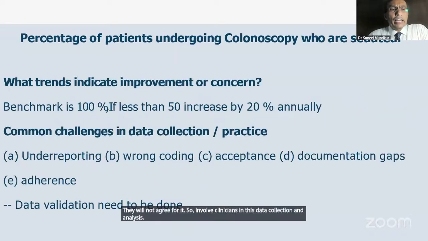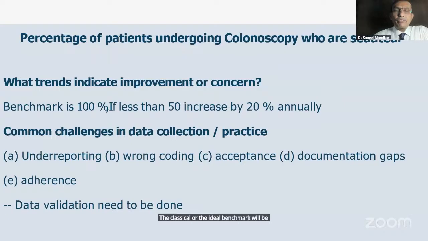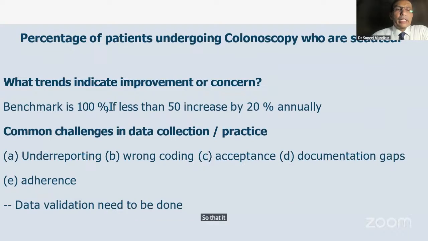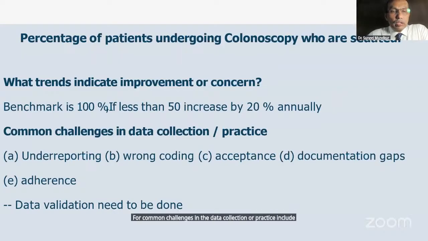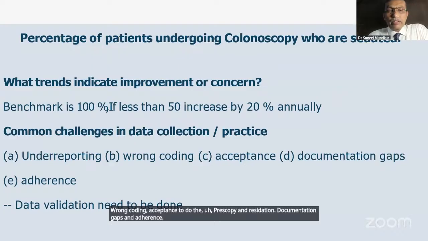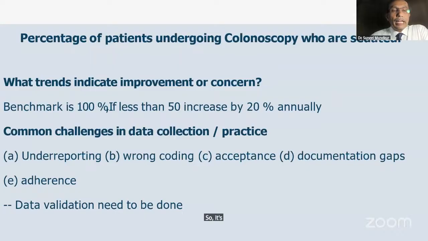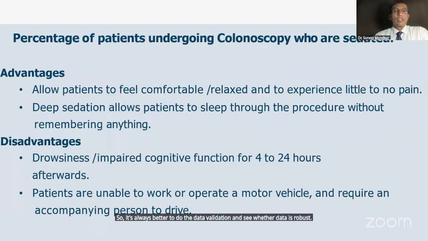The classical or ideal benchmark will be 100%. If less than 50, try to increase it by 20% annually so that it ultimately reaches 100% in another 3 to 4 years. The common challenges in data collection or practice include underreporting, wrong coding, acceptance to do the colonoscopy under sedation, documentation gaps, and adherence. So data validation needs to be done when somebody is collecting the data for the quality team. It's always better to do the data validation and see if the data is robust for interpretation.